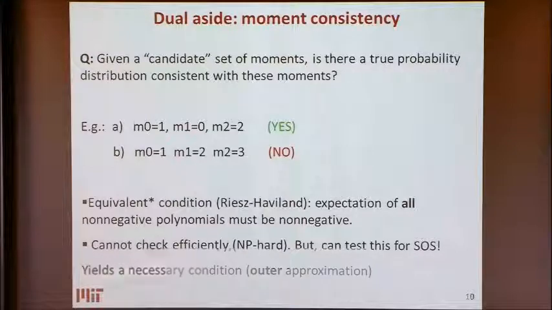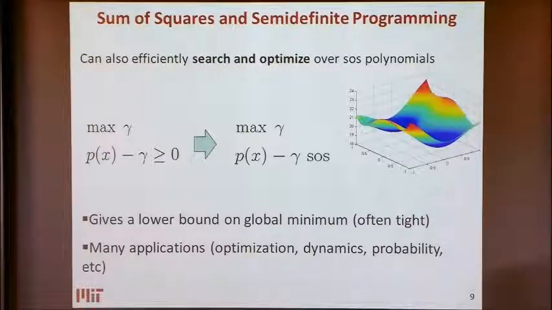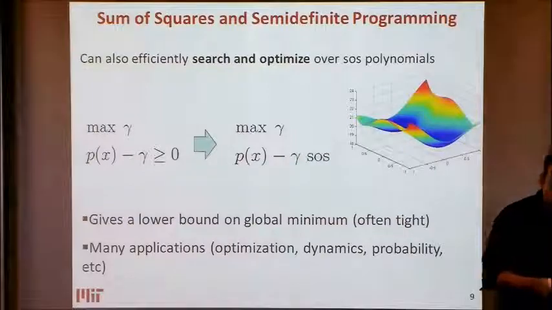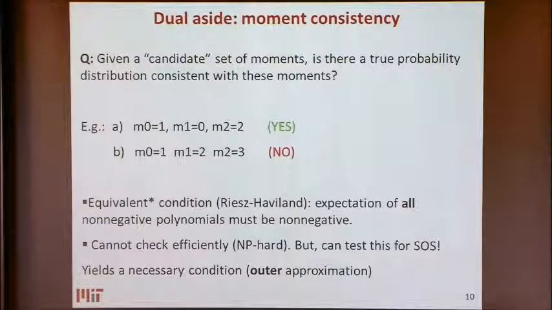Good. So this is on the polynomial side. Let me just mention very briefly what happens on the dual. I told you that every time that you have a convex problem, there's a corresponding dual. And I just want to mention it briefly. There's a nice interpretation in terms of moment consistency.